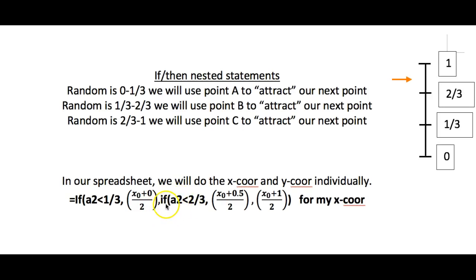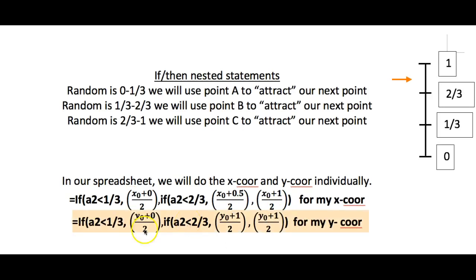That's where you put another if-then to say, okay, if we're less than 2/3 on our random number, then I'm going to apply this midpoint formula for the x-coordinates. Notice that this is the x-coordinate for the B point. And then also I'm going to have this one here, else, if it's not less than 1/3 and it's not less than 2/3, it's got to be between 2/3 and 1. And so it's going to apply this one here to attract towards C.